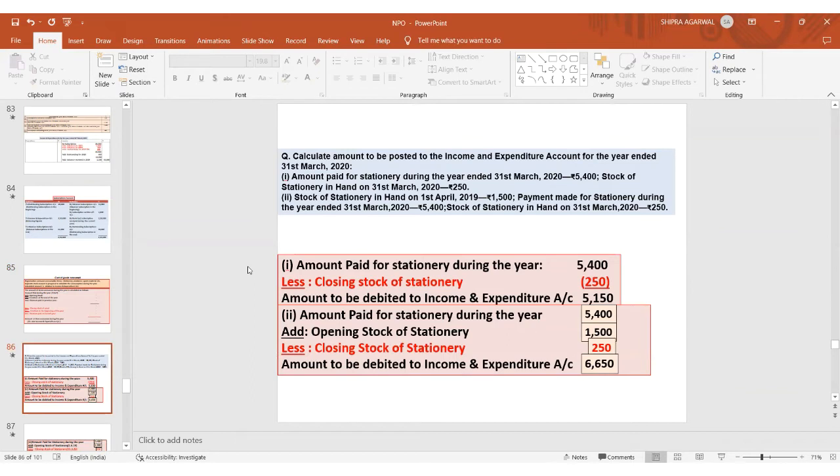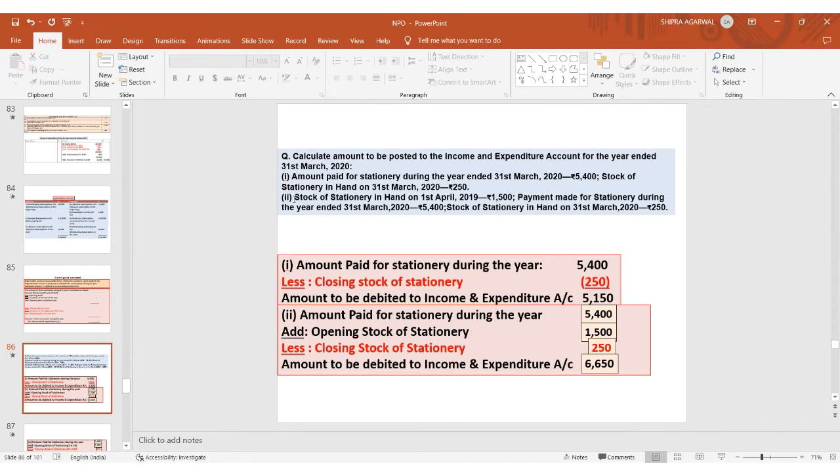Like you can just have a look at the question. Calculate the amount to be posted to the income and expenditure account for the year ended 31st March 2020. Amount paid for stationery. See, the total amount paid is 5,400. Stock of stationery in hand on 31st March 2020 is 250. So that means that becomes my closing stock for the current year. The closing stock for the current year will be used in the next year, but ultimately not in the current year. So I will be subtracting it over here. So this is the amount that you have to show in the income and expenditure account with respect to the first case.